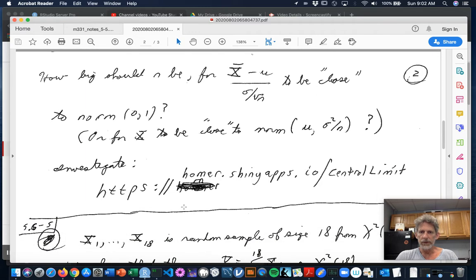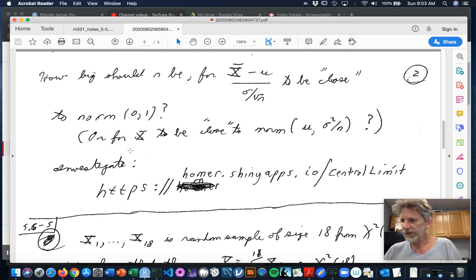So your next question probably is, well, how big should n be so that that approximation really takes hold and appears to be good? How big should n be for that to be close to standard normal? Or for the x bar to be close to normal, or for the sum of the Xi's to be close to normal with mean n mu and variance n sigma squared? I think that looks like another typo. I don't quite see a bar over that x right here, so I just fixed that.